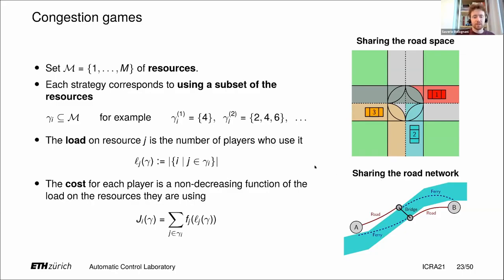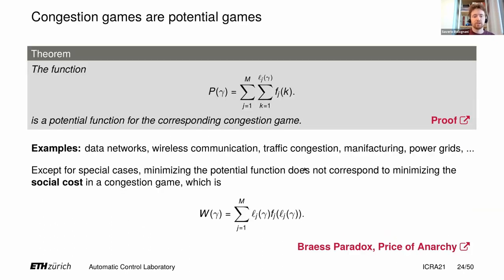If your game has this structure, then you can use the fact that congestion games are potential games. In fact, you can prove that the potential function is known in closed form, the one that you see listed here. The proof requires a slide and a half to show that this is actually a potential function. And congestion games happen everywhere: historically in data networks, communication, like how many users are using the same communication channel, traffic, manufacturing, power grids, but I argue also robotics and dynamic games.